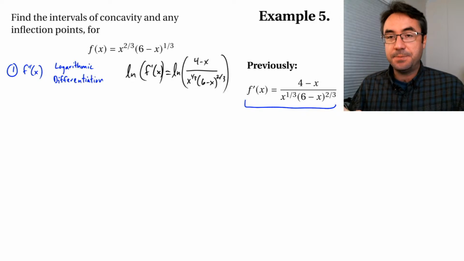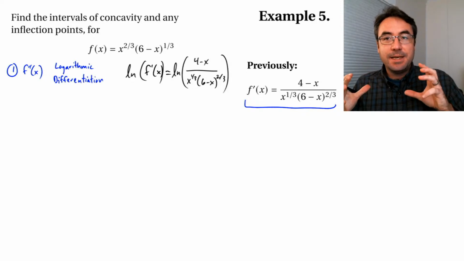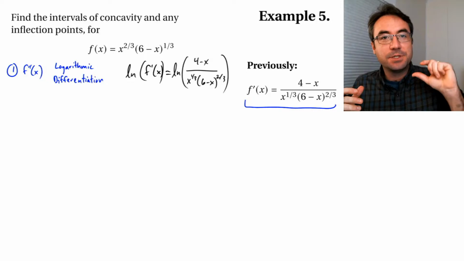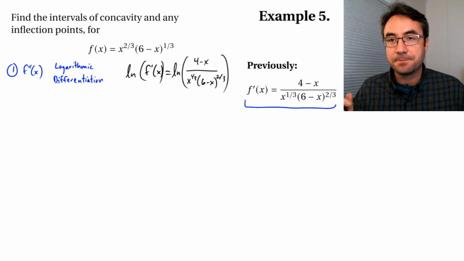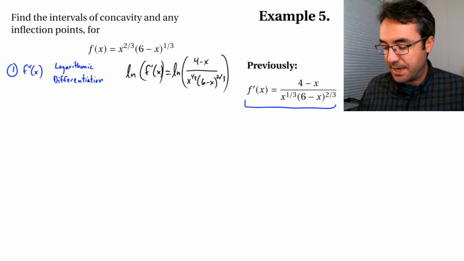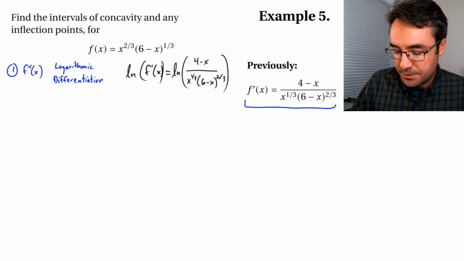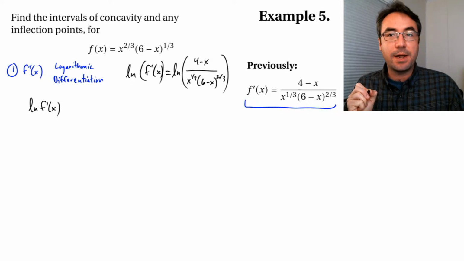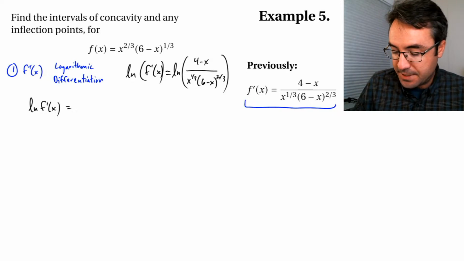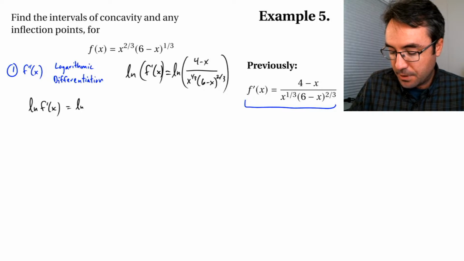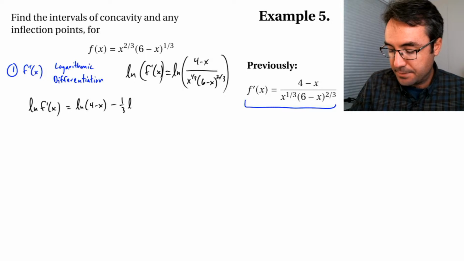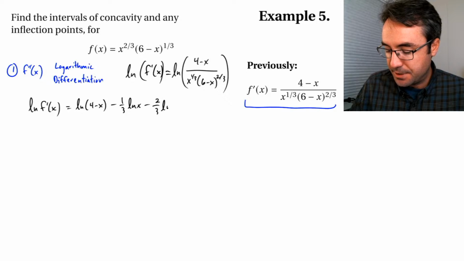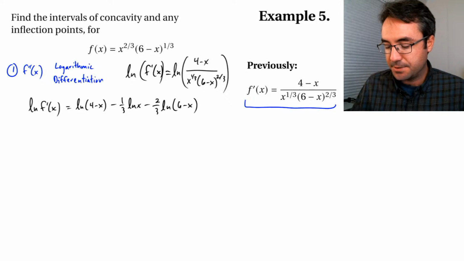And why we do that is because the natural log function is going to get rid of those quotients and products and powers. We're going to be able to simplify this down quite a bit. So let's go through that. We're going to have the natural log of f prime on the left, and then on the right side, we're going to have the natural log of 4 minus x minus 1/3 times the natural log of x minus 2/3 times the natural log of 6 minus x.